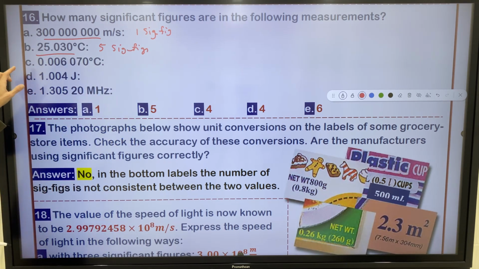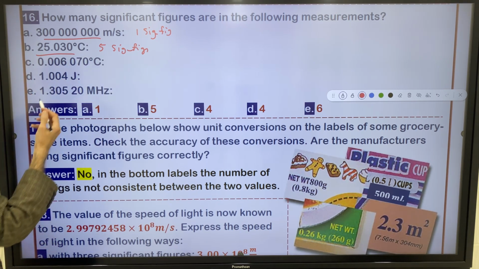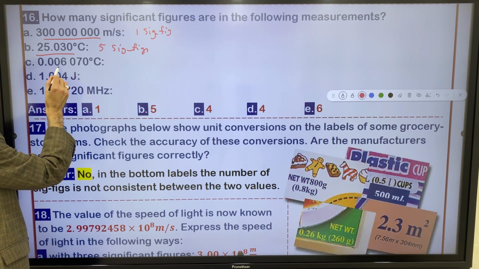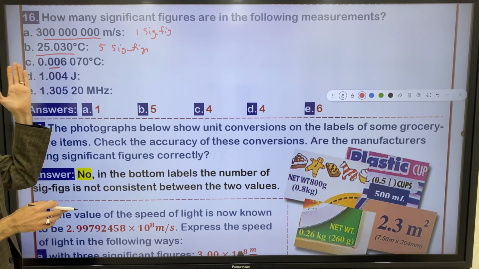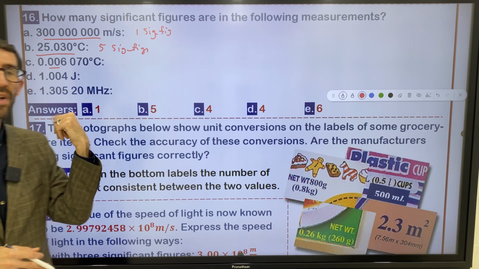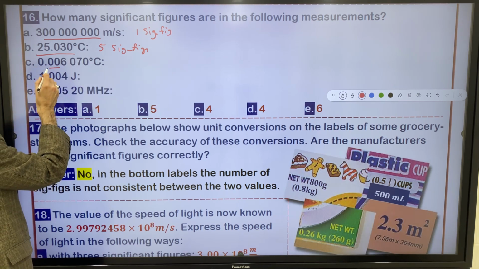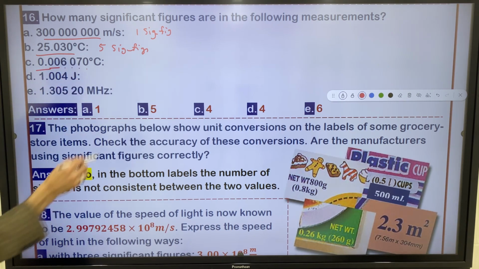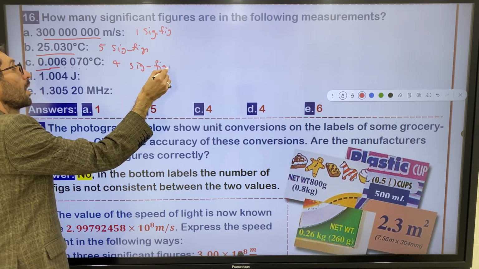Go to question C. It's 0.00670 Celsius. Here I can say 1, 2, but leading zeros, if you remember, are not significant because they are located in front of the numbers, so you have to remove them. Only we have 1, 2, 3, 4 significant figures here. 4 sigfigs.